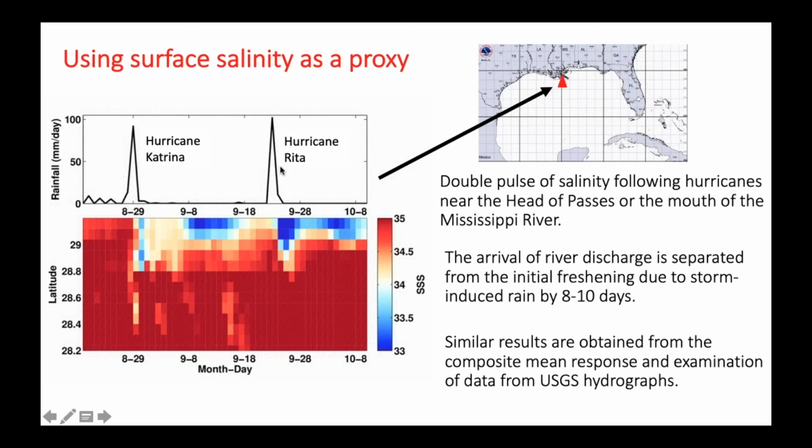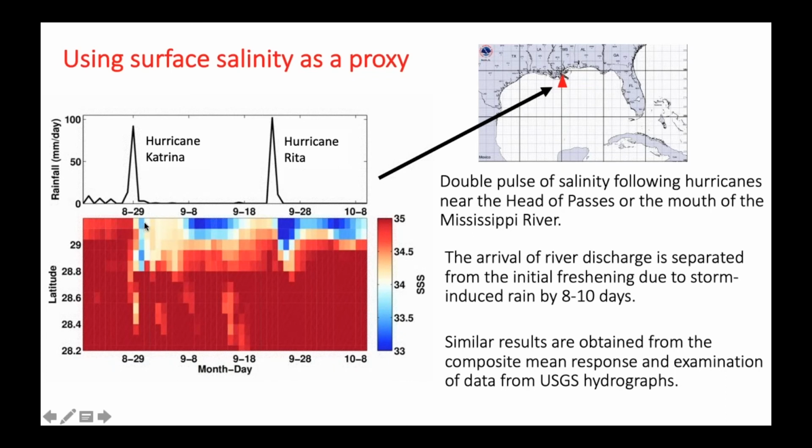On August 29th, the hurricane just reaches the mouth of the Mississippi River, and coinciding with this, there's a big pulse of rainfall. There's a huge increase in rainfall, as we should expect. This was a Category 3 hurricane at this point. Consistent with this, you see a sudden freshening of the ocean surface here, which is very consistent with this pulse of rainfall. And then the fresh water at the surface is gradually restored back to the pre-storm state.